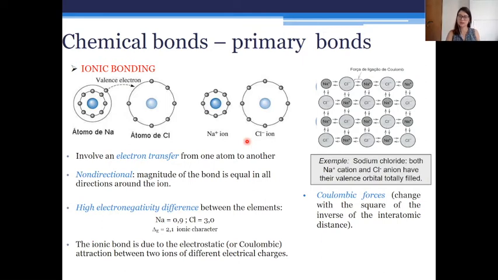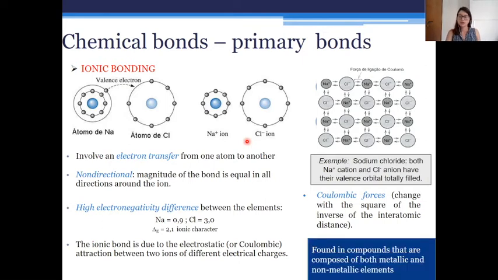for the following of the class. Basically, we will find this kind of ionic bonding in compounds that are composed of both metallic and non-metallic elements, due to their electronic configuration and the high electronegativity difference between these elements.